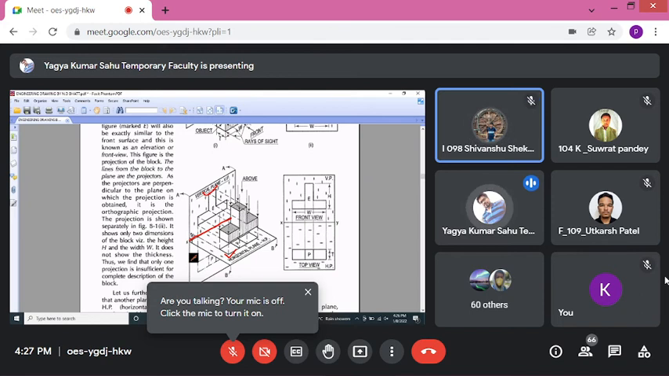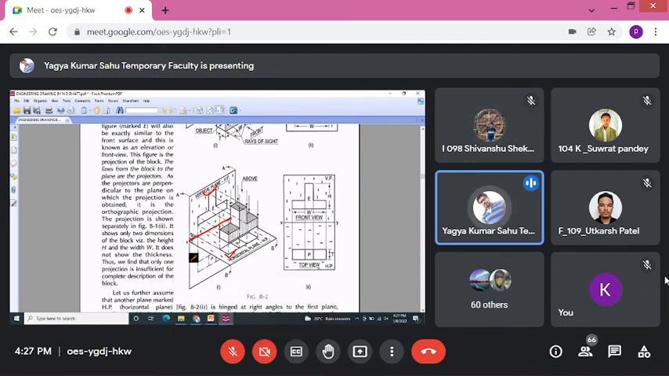Okay. Now you can see there is a definite distance of the front view from this reference line, and there is a definite distance of the top view from this reference line. Can you see? This is the distance of the front view from this reference line, and this is the distance of the top view from the reference line. Is it visible to all of you?